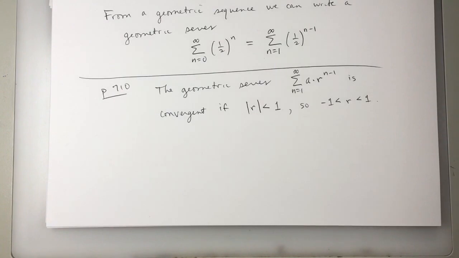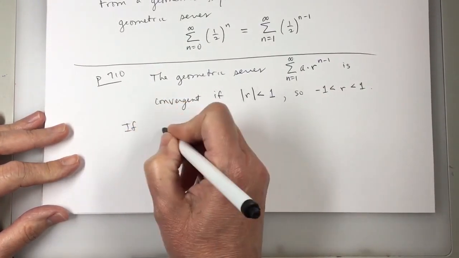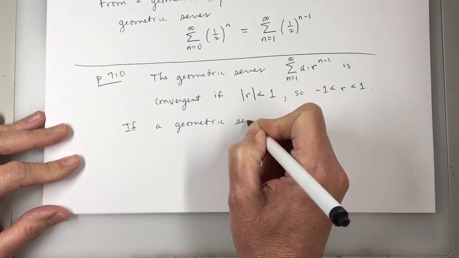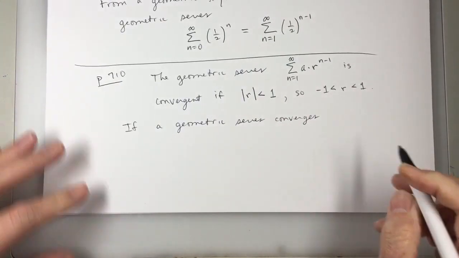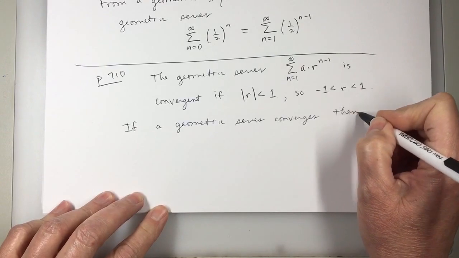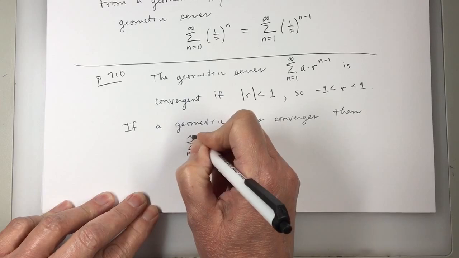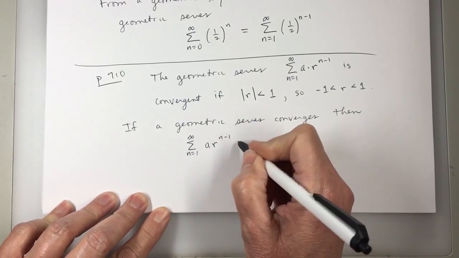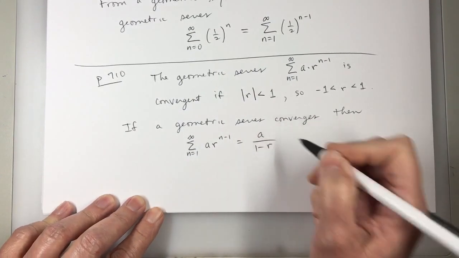And if the geometric series converges, then we can find a formula for the sum. If a geometric series converges, then I can say the sum as n goes from 1 to infinity of a times r to the n minus 1 is going to equal a over 1 minus r.